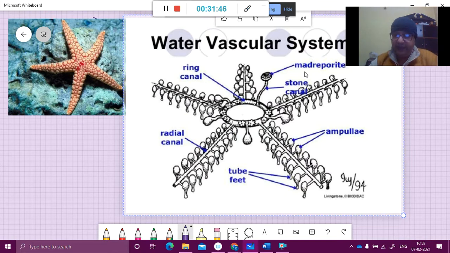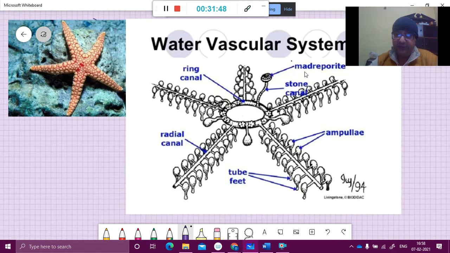So water enters through the structure known as madreporite. It goes through this stone canal. It goes into this ring canal. They have got vesicles known as Polian vesicles. These structures 1, 2, 3. So each of these lead to the ring canal, leads to the radial canal.